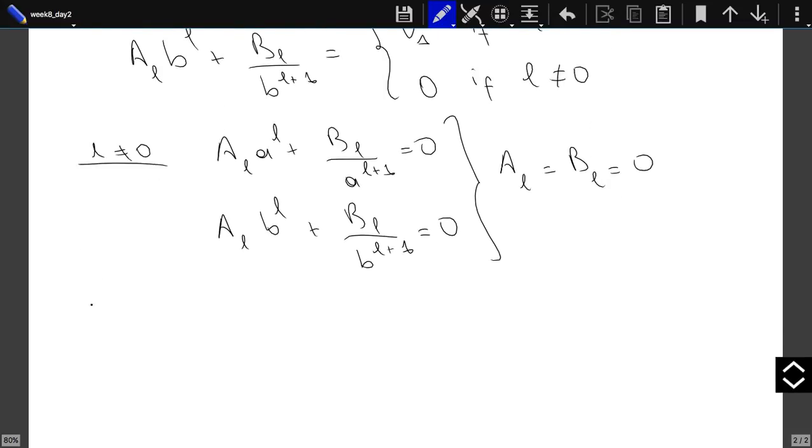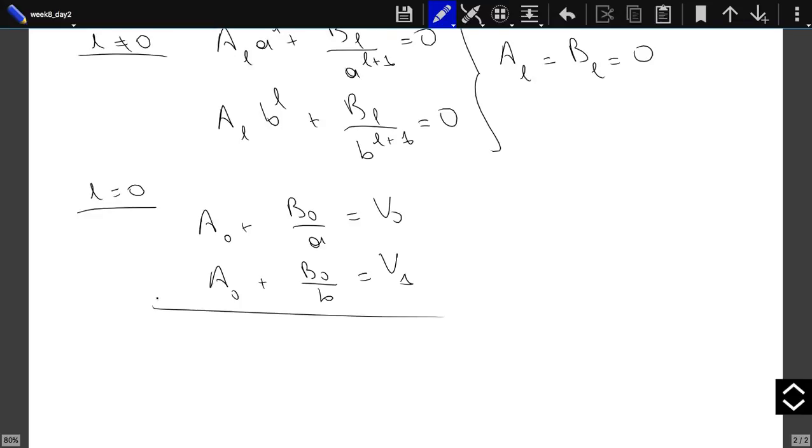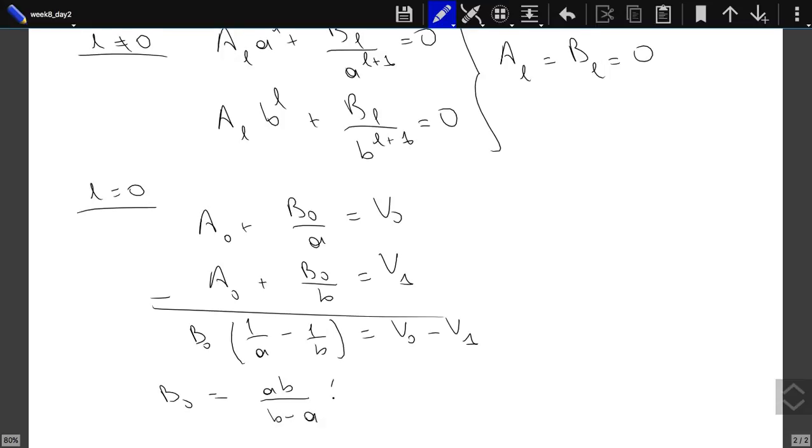Now we need to look at the L equal to 0 case. Well, when L is equal to 0, A0 plus B0 over A is equal to V0, and A0 plus B0 over B is equal to V1. Now we need to solve these equations. The easiest way I can see is to just subtract them. That will give you B0 times (1 over A minus 1 over B), which is equal to V0 minus V1. So B0 is equal to AB over B minus A times (V0 minus V1).